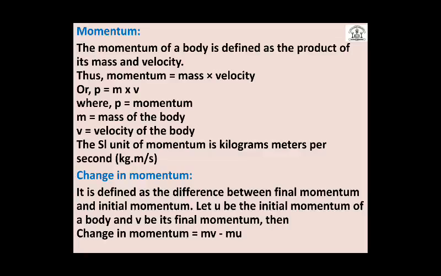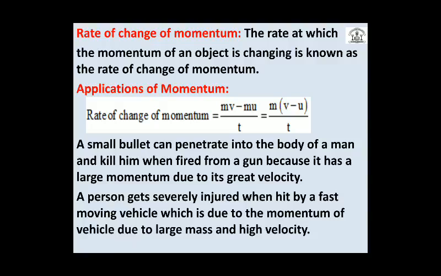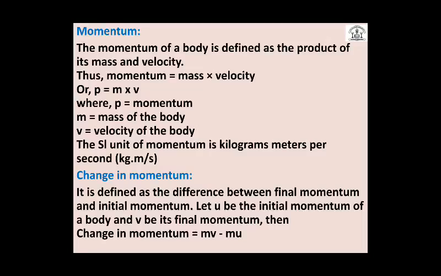Now, since we are talking about the velocity, we'll be having two velocities. What are these two velocities? It's nothing but initial velocity and final velocity. Or in other words, we can talk about change in momentum. When there is a change in velocity, we can say that there is a change in the momentum, because momentum is the product of mass and velocity. So what is this change in momentum? It is defined as the difference between final momentum and initial momentum.